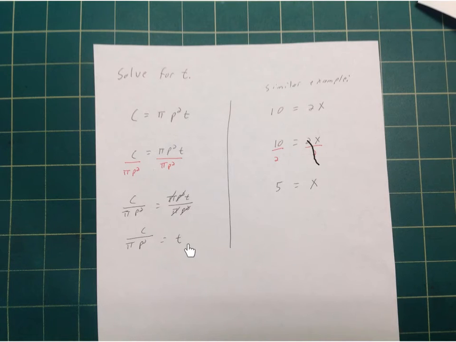And then you need to be real careful when typing it into the computer that this division line, it's c all over pi p squared. You got to make sure both of these are in the denominator.